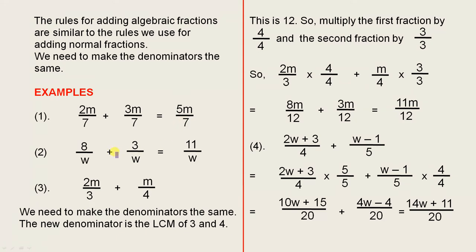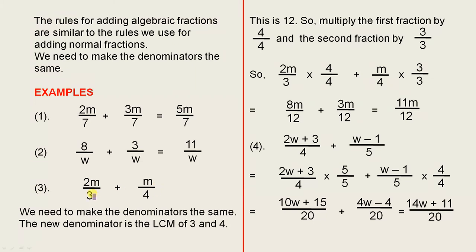Next example. Notice that each denominator is w, so all we do is add the numerators. 8 plus 3 is 11, and we put down the denominator of w. See, each of the denominators is w, so we just put w there.